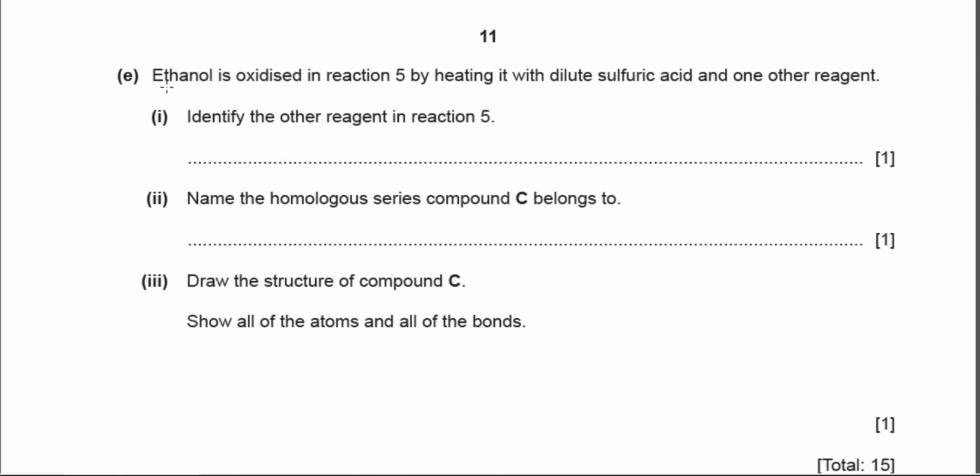In E, ethanol is oxidized in reaction 5 by heating it with dilute sulfuric acid. So it is oxidation, as clearly mentioned. Okay, and one other reagent. So the other reagent should be an oxidizing agent. Identify the other reagent. We can use aqueous acidified potassium dichromate.